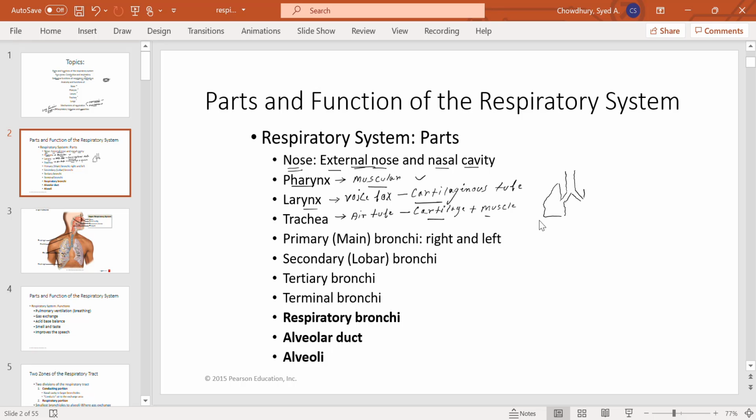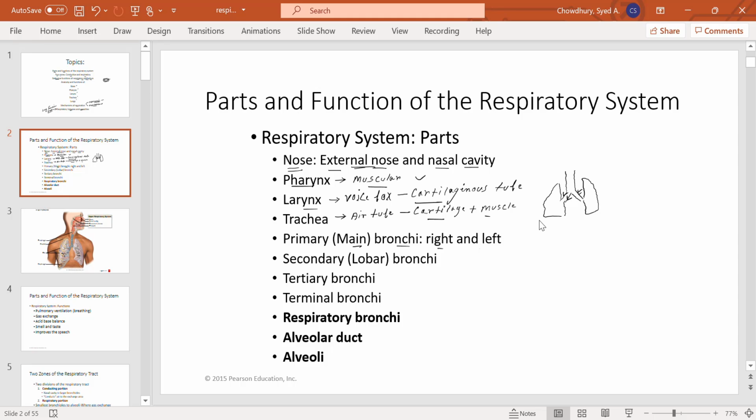Makes sense? And these branches are called the primary or main or principal bronchi. Bronchi is plural and bronchus is singular. So you have primary or principal or main bronchi, right and left, these two.